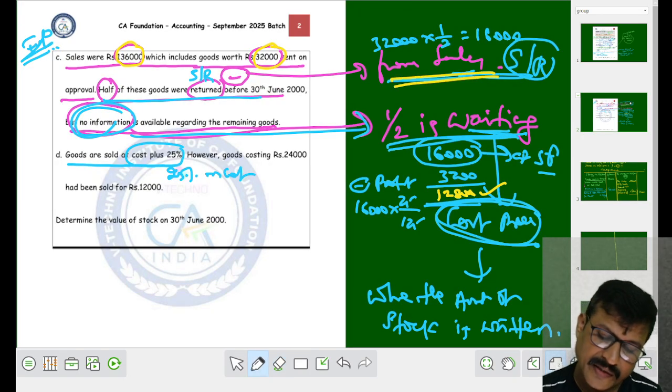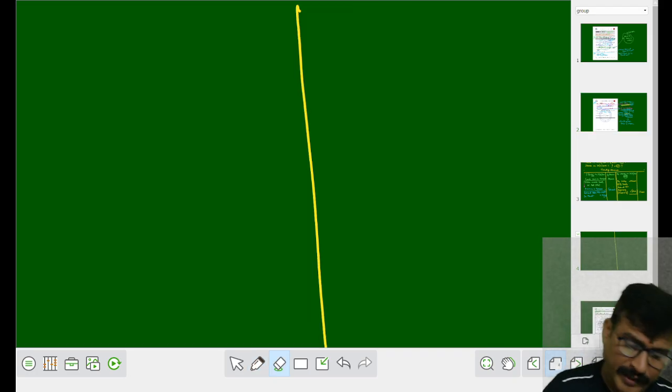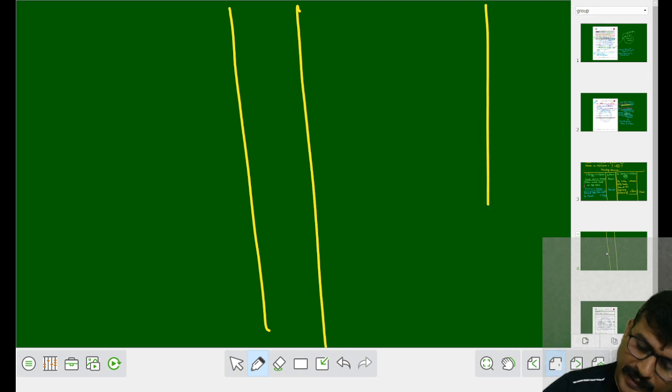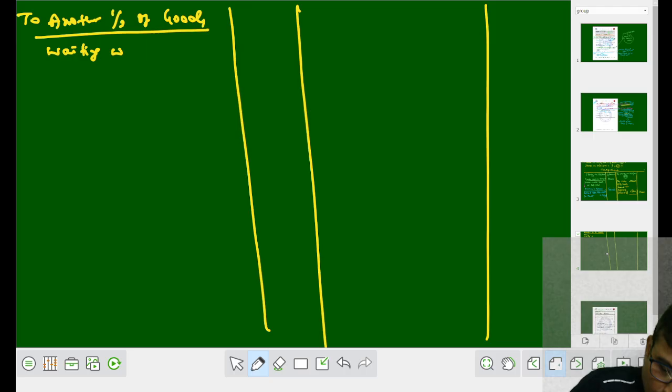Did you understand this return? Now another half is waiting. Waiting, where we have to take? Waiting is to be taken in the debit side. 2. Another half of goods waiting with customers.